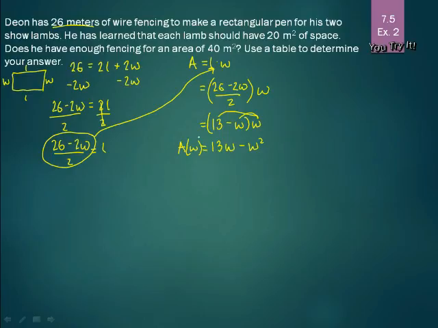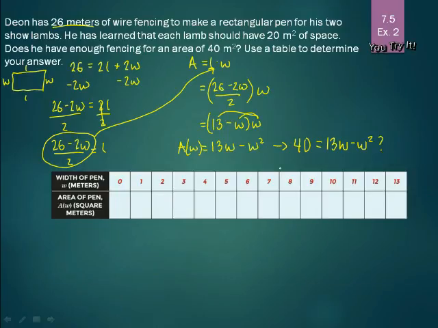Now we can see, using a table, will A of W ever equal 40 if we plug in different widths W? The related equation would be 40 equals 13W minus W squared. So let's go ahead and bring up a table. I've already filled in the width of the pen, W, and all the different widths here, starting at 0, and then we're going to figure out the area of the pen, A of W. We can do that just by substituting the W value into our function.